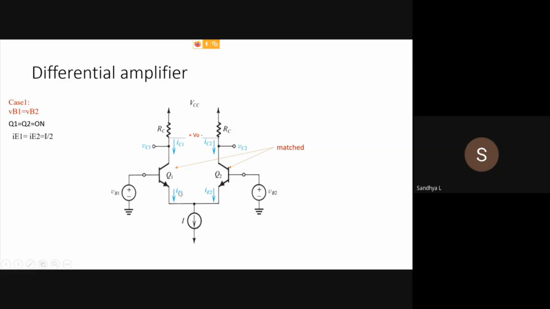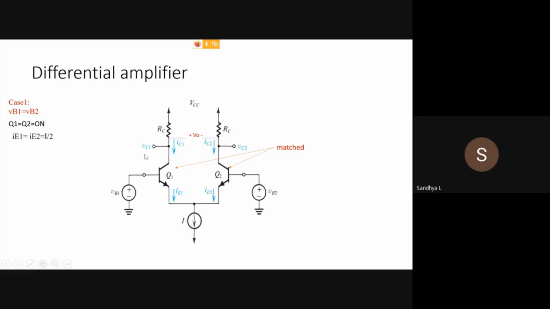IC1 is actually alpha times IE1 and IC2 is alpha times IE2. In this particular case, I am assuming that alpha is approximately equal to 1. So when alpha is approximately equal to 1, you can say that IC1 equal to IE1, which is in turn equal to I by 2. And IC2 equal to IE2, which is in turn equal to I by 2. So IC1 equal to IC2 equal to I by 2.